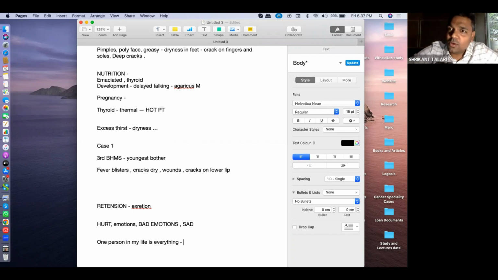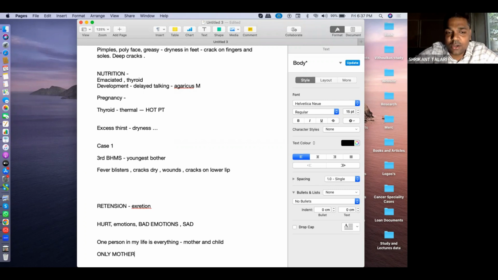And the depth of that attachment is very deep in Natrum. It is like between a mother and child. For the child, there is only one mother. There cannot be two mothers. Yes or no? There's only one relationship. Only mother can understand.